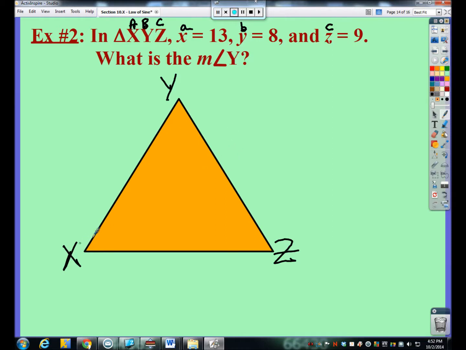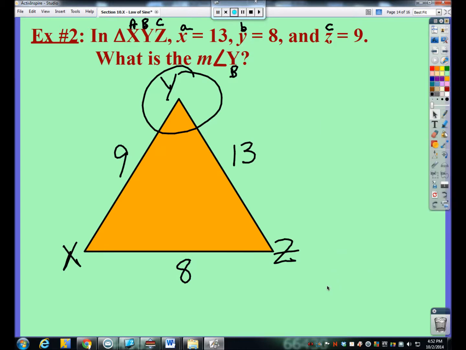So side X would be opposite angle X. This is 13. Side Y, opposite angle Y, is 8. Side Z, opposite angle Z, would be 9. And I want to figure out what is angle Y, which is this guy right here. And that's really like saying, hey, what's angle B?